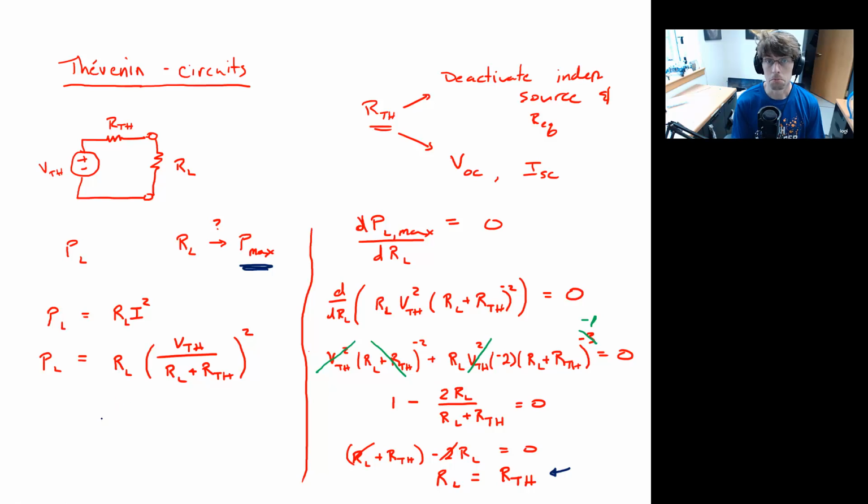Also, while we're at it, okay, if RL equals RTH, how much of the total power produced by the Thevenin source actually goes to the load? Yeah, hopefully you see it, right? If the Thevenin resistance and the load resistance are the same, then half the power has to go to the load and the other half goes to the Thevenin resistor. They're the same value, so yeah. So exactly half.